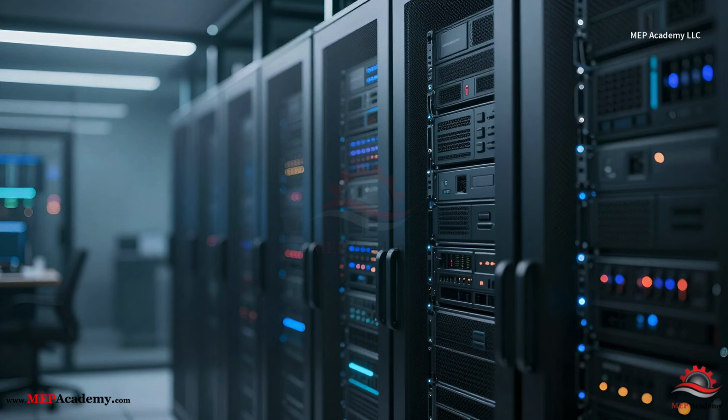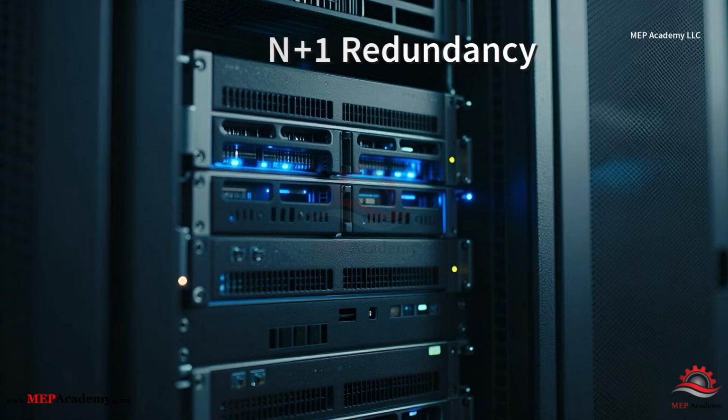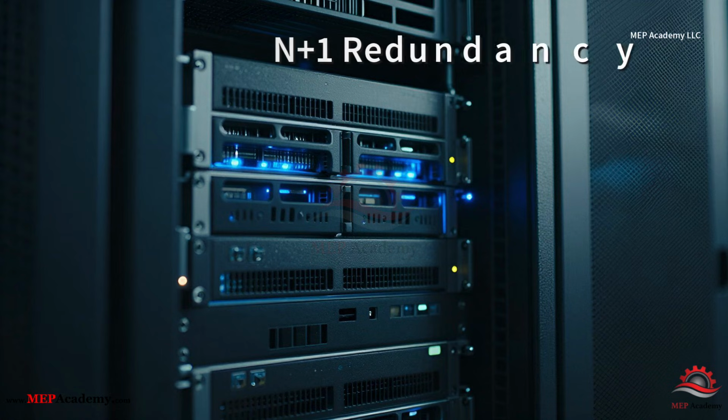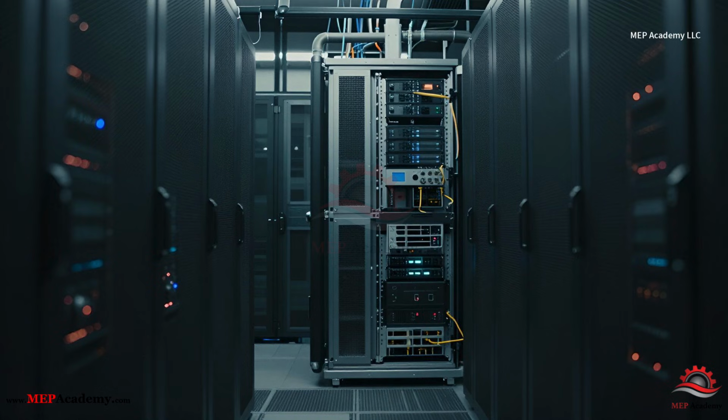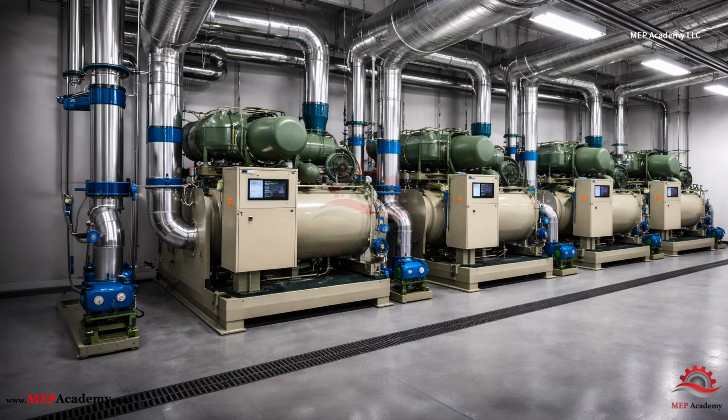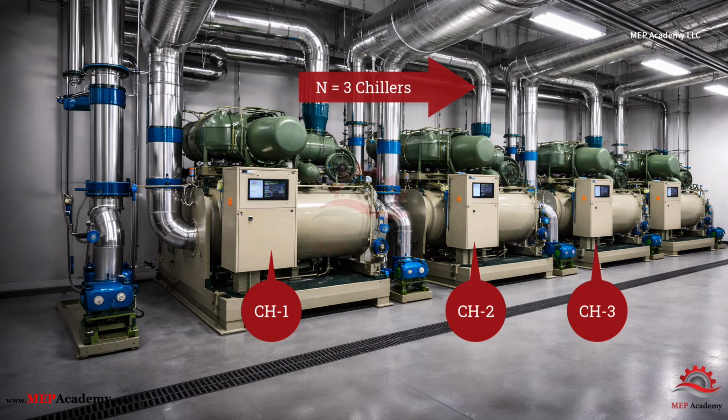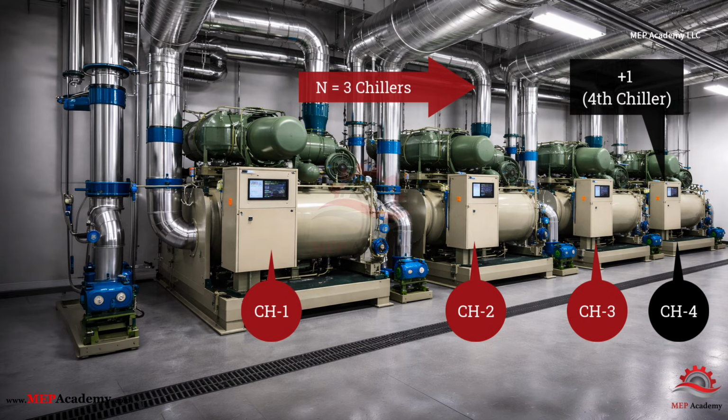The most common redundancy level in data centers is called N+1. N+1 means the system includes one additional piece of equipment beyond what is required. That extra unit provides backup capacity if one component fails or needs maintenance. Let's look at a cooling example. If a data center needs 3 chillers to handle the cooling load, an N+1 design would install 4 chillers. 3 chillers run under normal conditions, while the 4th unit remains available as a backup. If one chiller fails, the backup chiller automatically starts, and the cooling capacity remains unchanged.